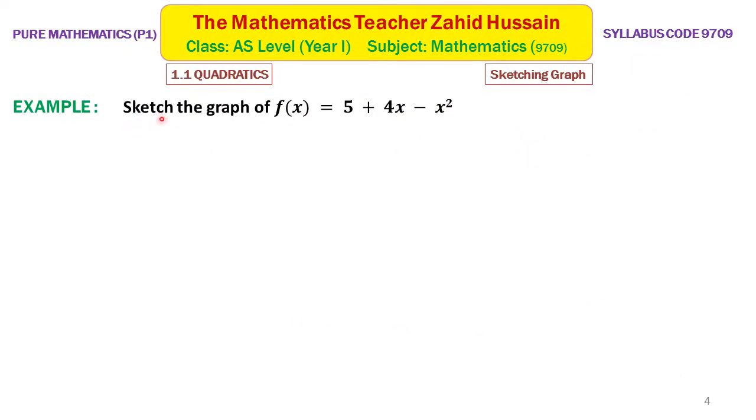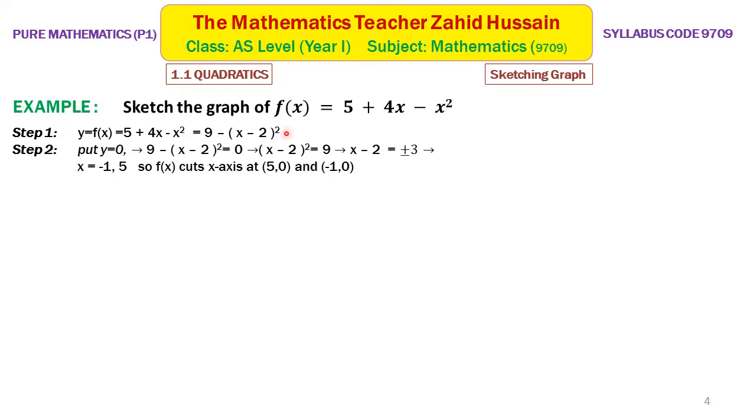If you are asked to sketch the graph of f of x is equal to 5 plus 4x minus x square, the first step is we will write this in completed square form. You will use the method which we have already studied to write this expression in completed square form, which will be like this: 9 minus (x minus 2) whole square.